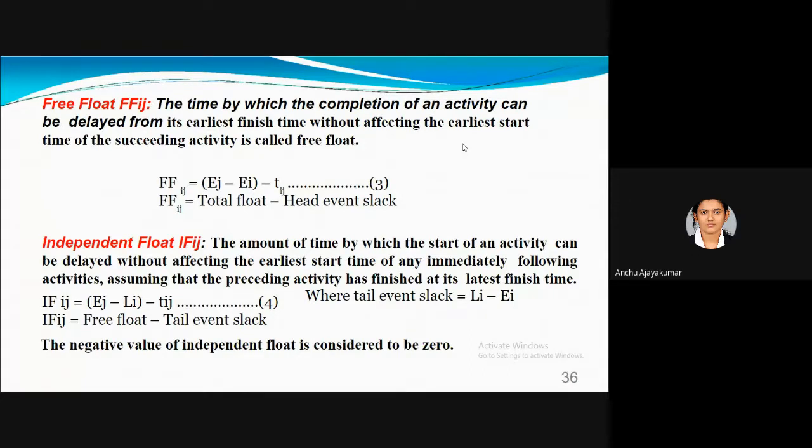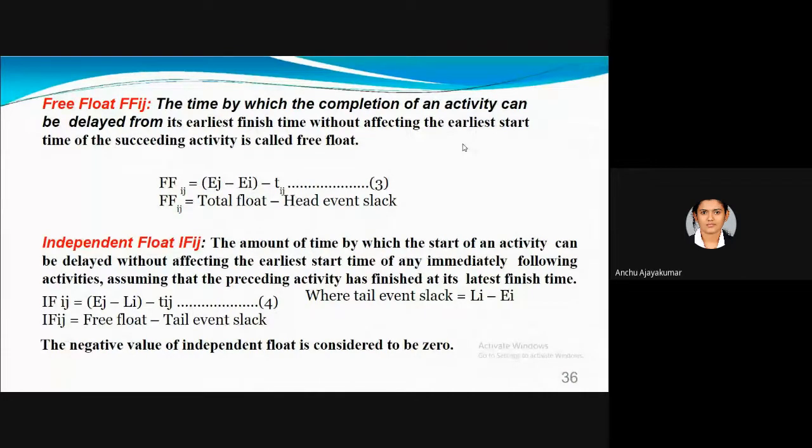So what is independent float? It is the amount of time by which an activity can be delayed without affecting the early start of the immediate following activities. In this series of activities, you can delay any of the activities, but whatever happens, whether you start late or otherwise, you have to submit your assignment before lunch break. That kind of float is known as independent float.